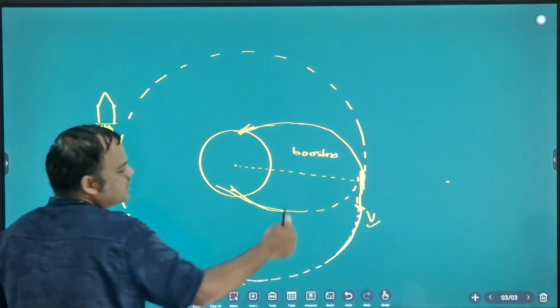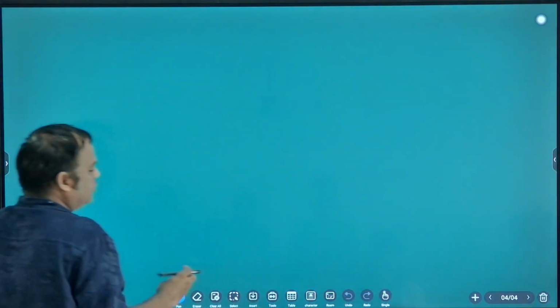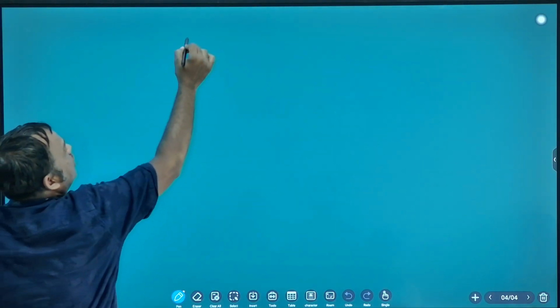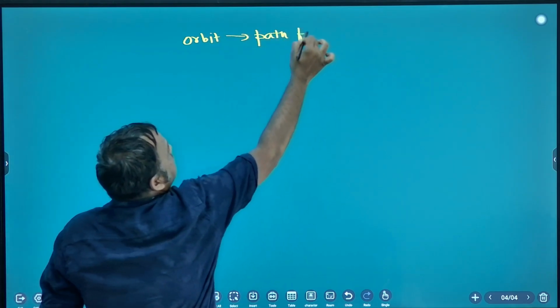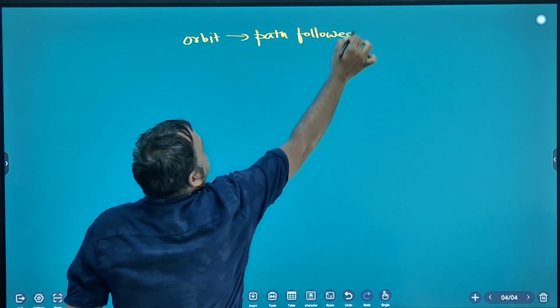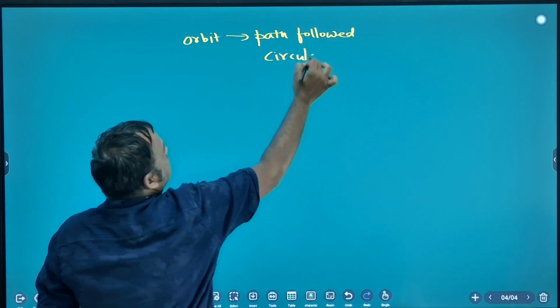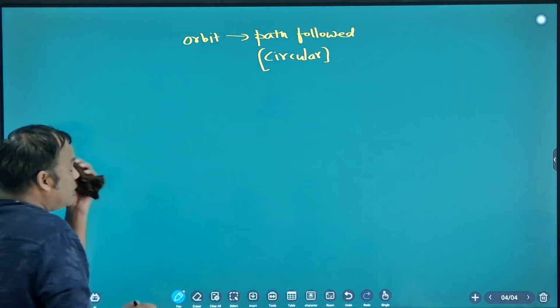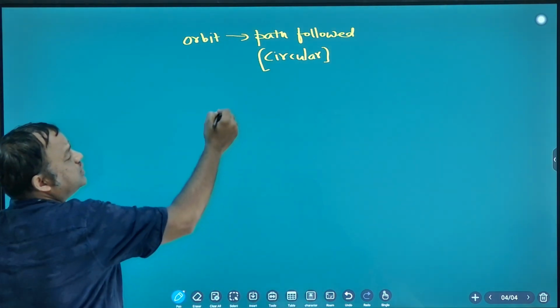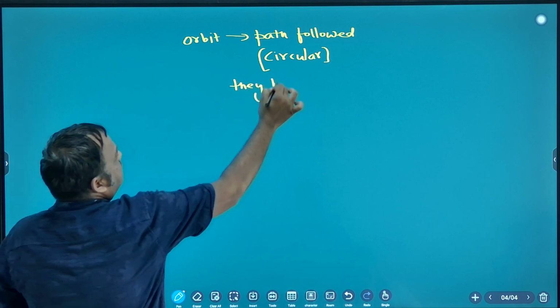So basically satellites are performing circular motion. That is known as orbit. What is orbit? The path followed. The shape of the orbit is circular. Orbit means the path followed, and it is circular. They have a radius.